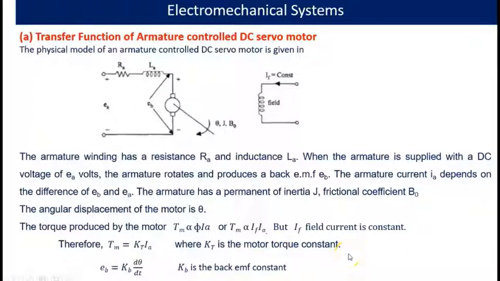Therefore, Tm is equal to KT Ia, where KT is the motor torque constant. So one equation: Tm is equal to KT Ia, and back EMF EB is equal to KB into d theta by dt. The EMF produced is due to the rotation, and KB is the back EMF constant. So we can write EB is equal to KB into d theta by dt.